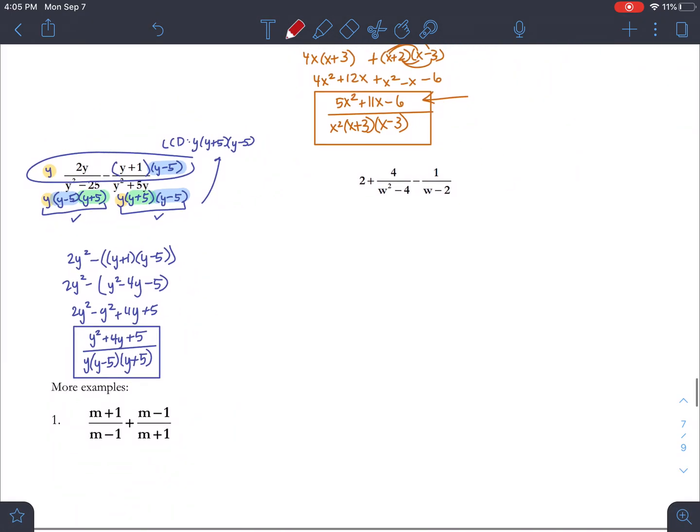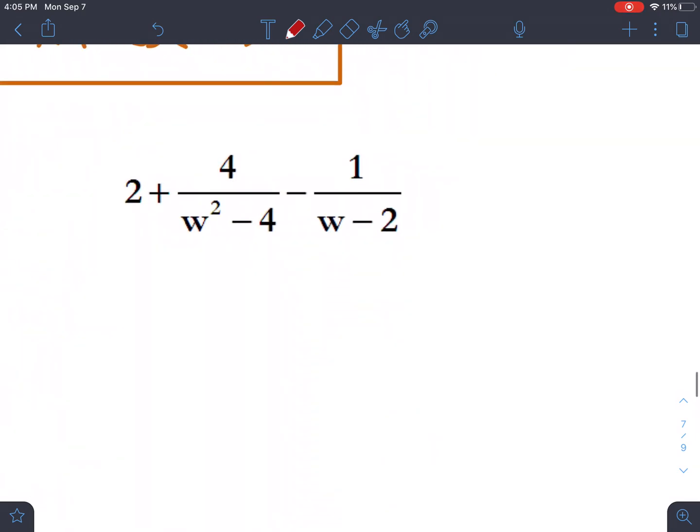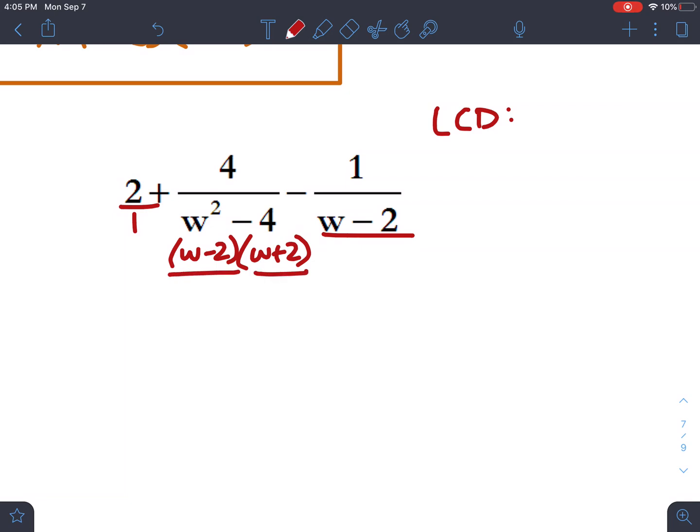Okay, so let's try one more here, guys. And then we have a couple to do in class. So take a look, last one. We have 3 terms. We notice this guy's w minus 2. This guy is w plus 2. Okay, so here again is what you're thinking of. If this guy, let's think of a least common denominator. Well, I have a w minus 2. This is technically 1. W minus 2 matches, and w plus 2.